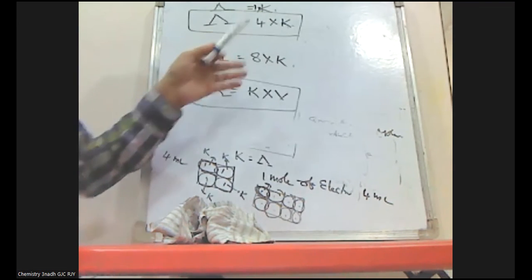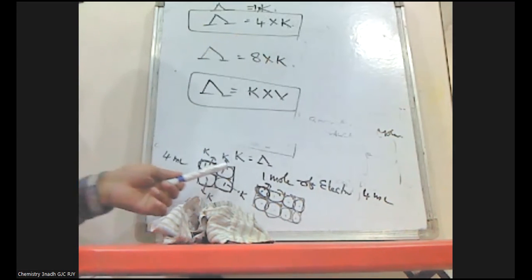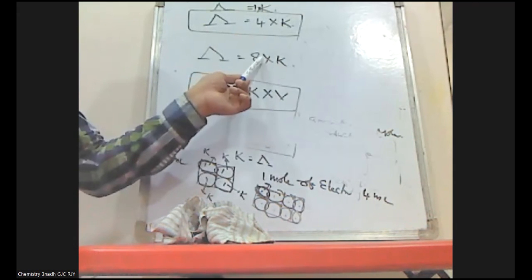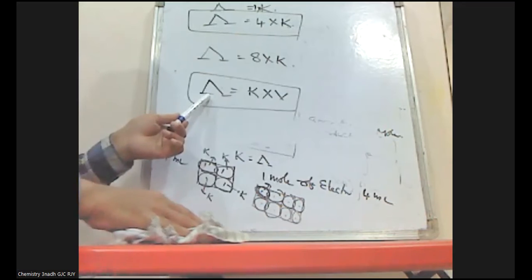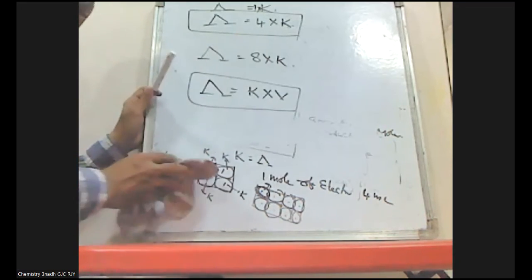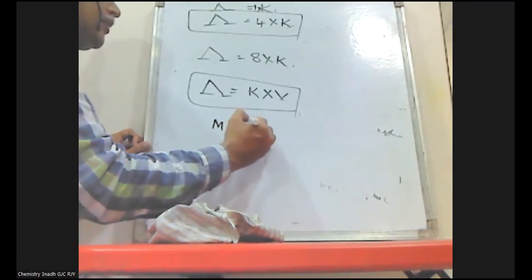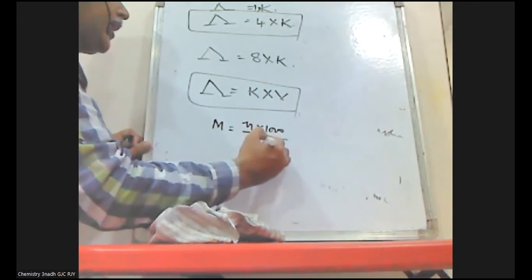But it is equivalent to 4 times the specific conductance, because the number of ions present is the same in the 4 compartments. Similarly, 8 ml, 10 ml, like this. If I dilute it to V ml, then what will happen? Lambda is equal to kappa into V. Now we know that molarity is equal to, what is molarity? Molarity is equal to number of moles into 1000 by V in ml.